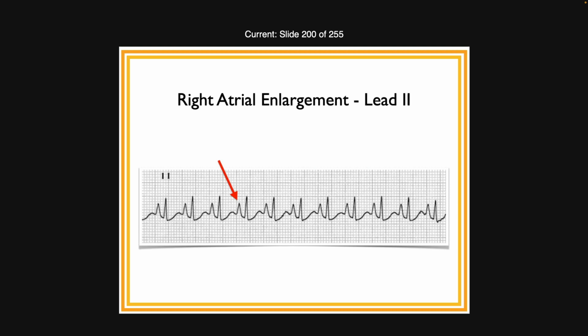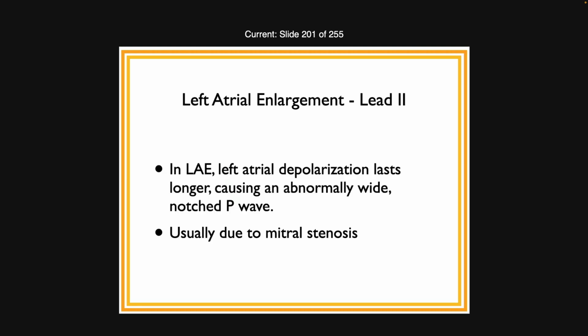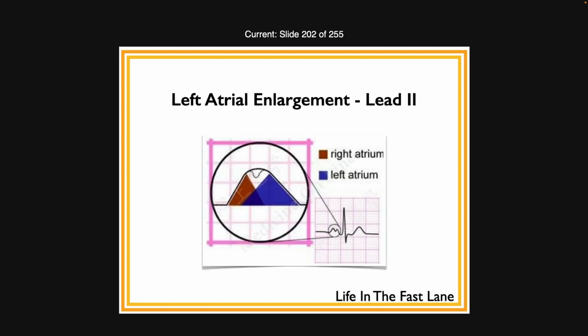But that's the main reason for a large P wave. Now, left atrial enlargement, what happens is that the left depolarization goes on for a long time, and what we end up with is, here's a normal, this is left atrial enlargement, normal right atrial depolarization, abnormal left atrial depolarization, and that leads to a notch.